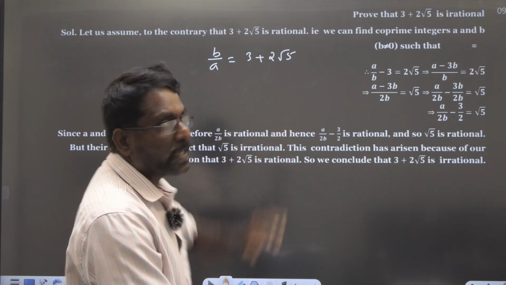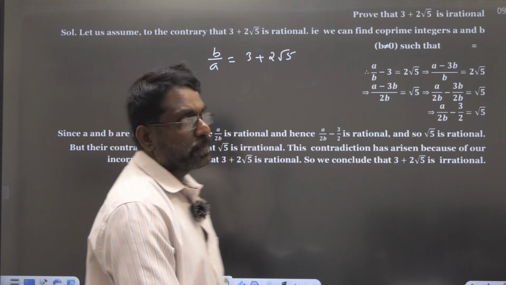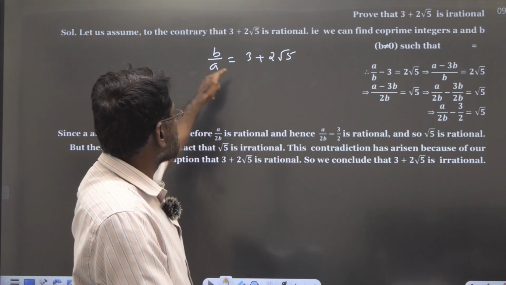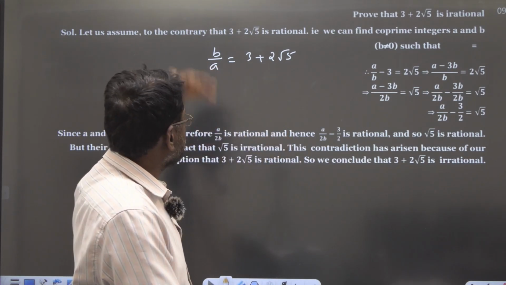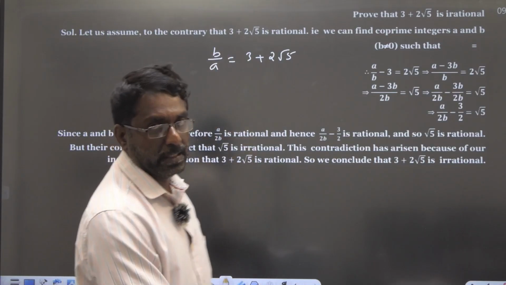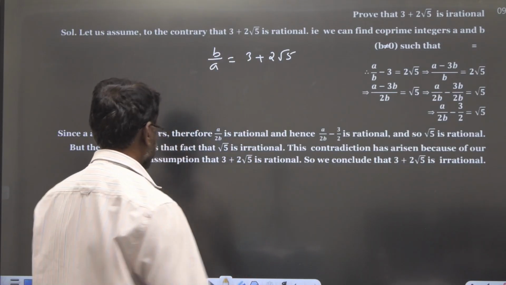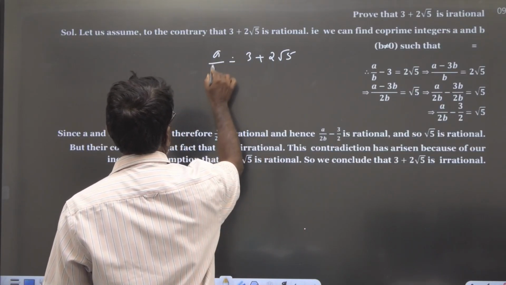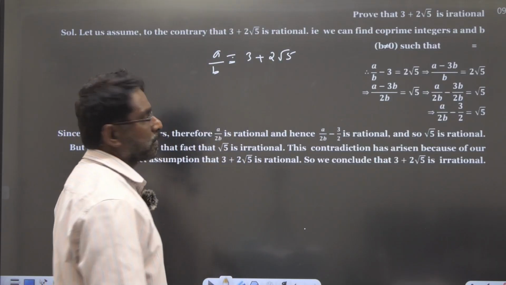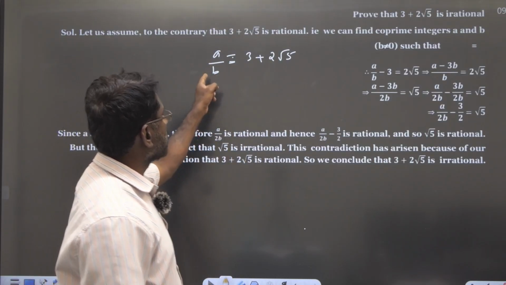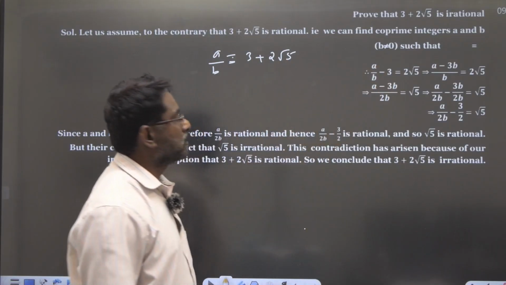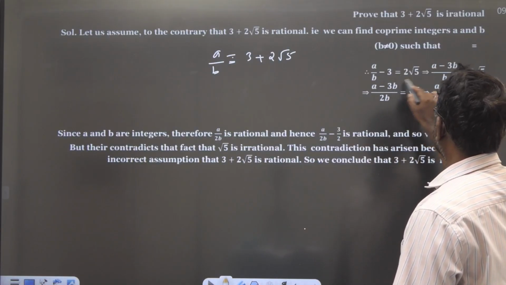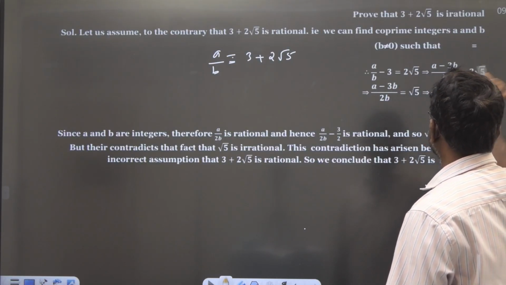We have to prove it is an irrational number, but our assumption is that 3 plus 2 root 5 is a rational number. Every rational number can be written in the form A by B, with B not equal to 0. Then take 3 to the left hand side: A by B minus 3 is equal to 2 root 5. Then take the LCM, B: A minus 3B by B is 2 root 5.